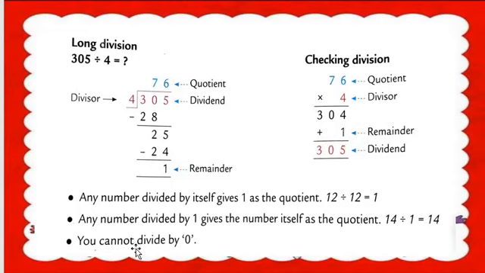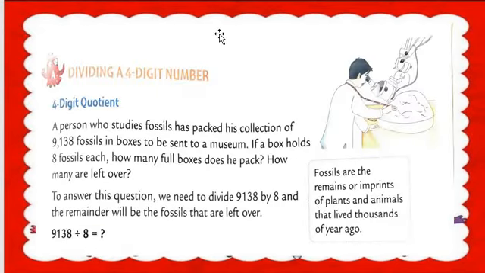Understood? We cannot divide by 0, means whenever we try to divide with 0, we cannot divide with 0. Understood, all students? I hope you all understood and remember. Now we move on further.